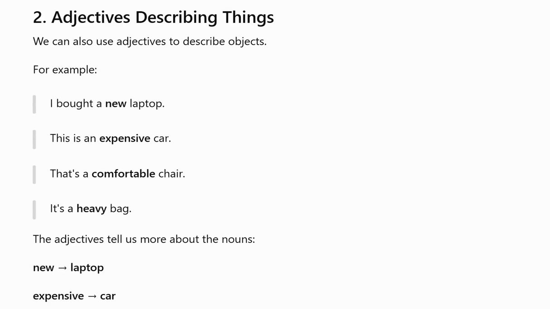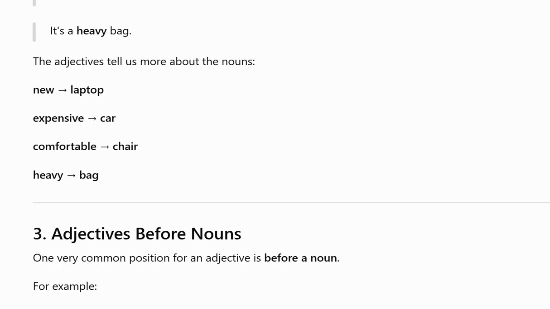Adjectives describing things. We can also use adjectives to describe objects. For example, I bought a new laptop. This is an expensive car. That's a comfortable chair. It's a heavy bag. The adjectives tell us more about the nouns. New laptop, expensive car, comfortable chair, heavy bag.